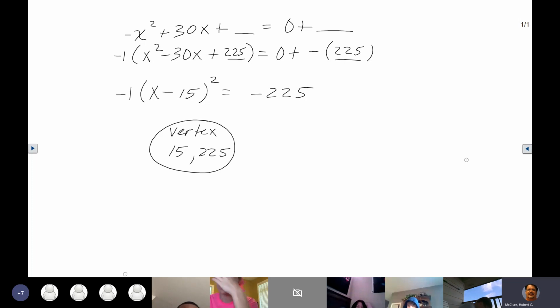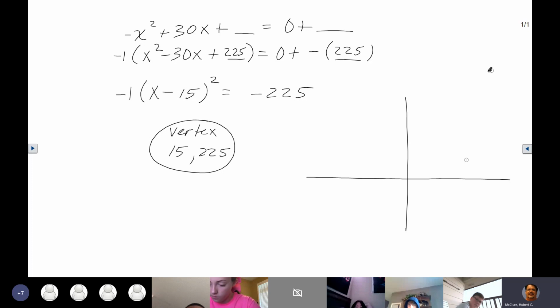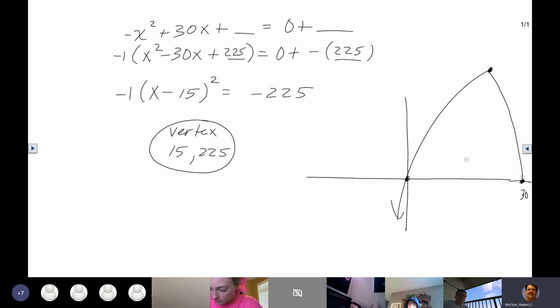Okay. I don't know why I plotted mine as negative. That's where my graph was wrong. I had my vertex down here. Nobody said anything. Thank you. 225, 0, 30, and there's your graph.